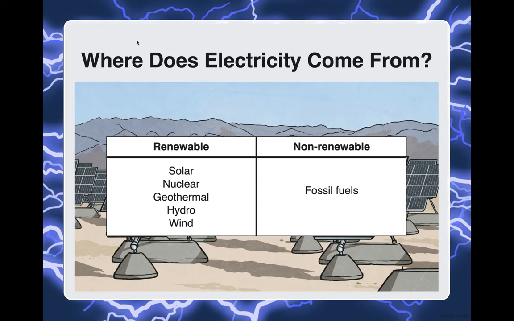And non-renewable are fossil fuels. So once you run out, that's it, you cannot use it anymore. Make sure this chart is in your notebook.